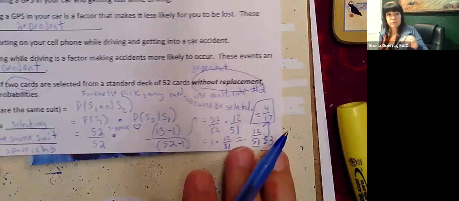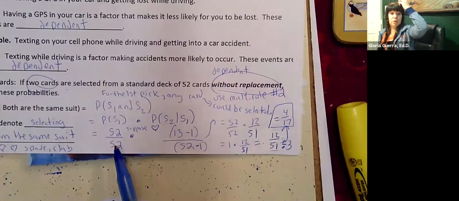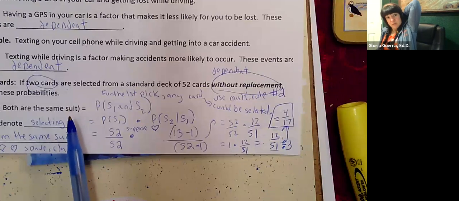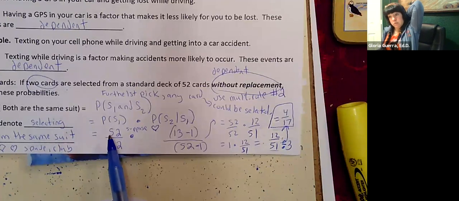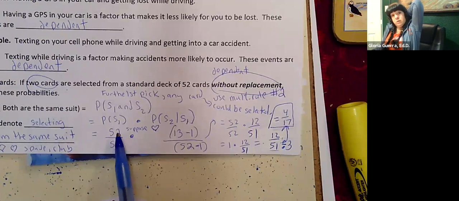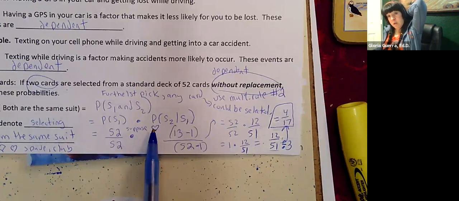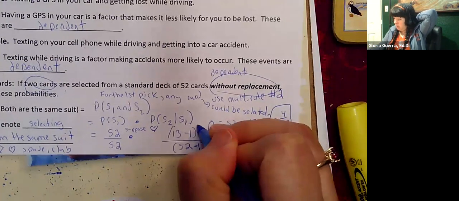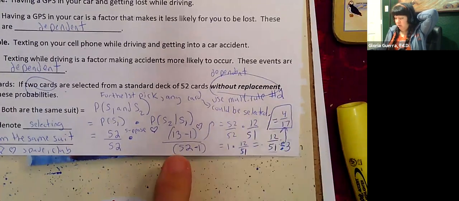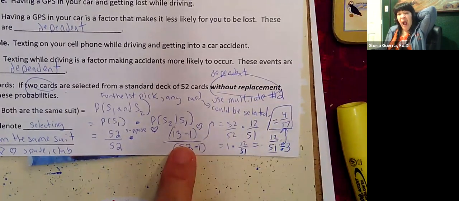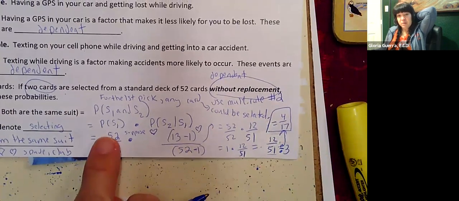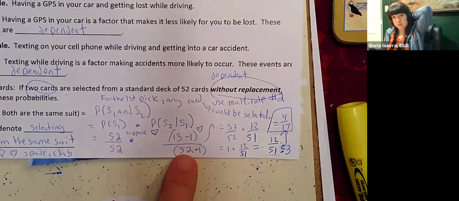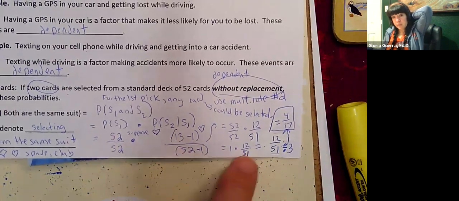So again, it was 52 over 52 because you want to draw 2 cards and they want to be from the same suit. They didn't restrict it at first. So at first, any of those cards could be picked. But once you pick a card, suppose you pick a heart, now you're restricted on the same suit. This has to be from the heart as well. But it's 13 minus 1. This card is not being replaced. So 13 minus 1 is 12. And of course this has to decrease also. And then you end up with that.